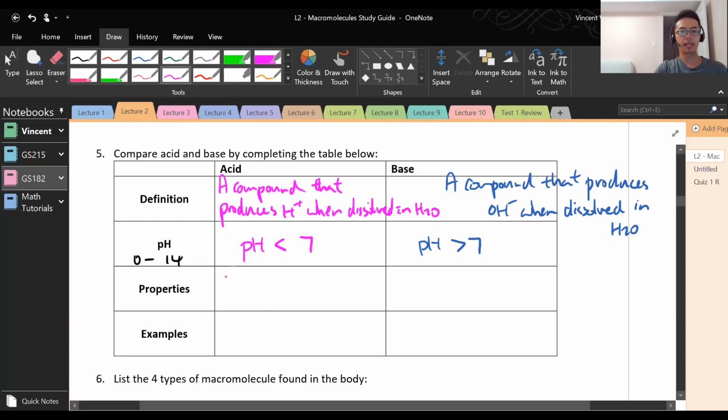Properties, acid would be like sour. Okay, so think of like orange juice or vinegar. Those are acid. And corrosive.